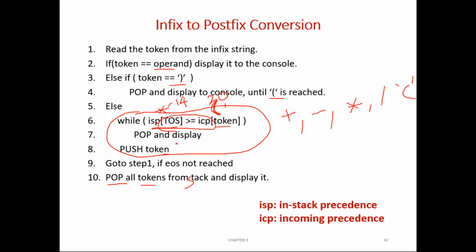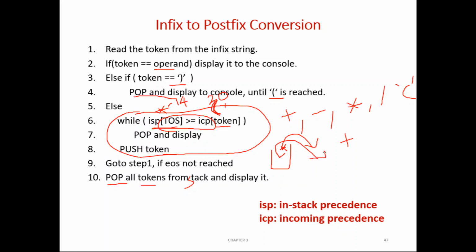See this logic again. When you encounter a close bracket, keep popping until you reach the open bracket. Assume that you encounter a plus, and the top of the stack is star. Now you compare the precedence of star and plus. Star is greater than plus, so you will move it out. Say the next is slash. You compare, slash precedence is greater than plus, so move slash out.